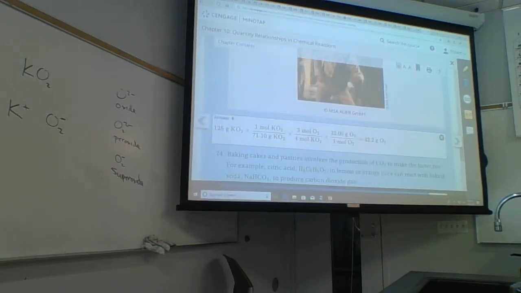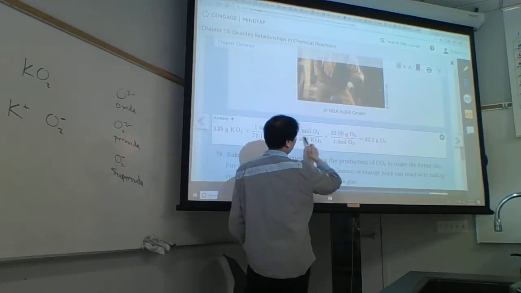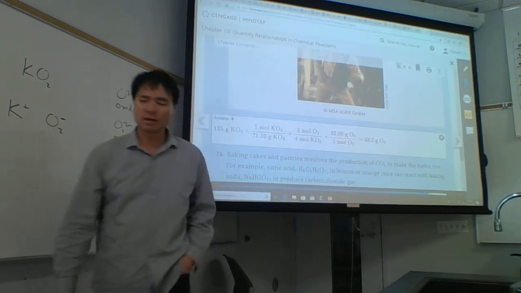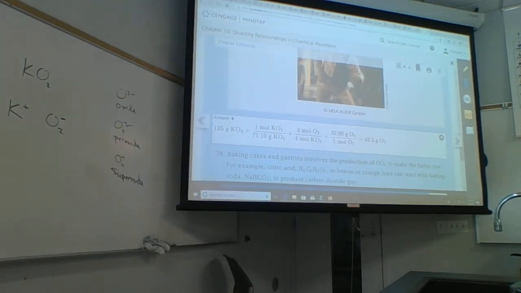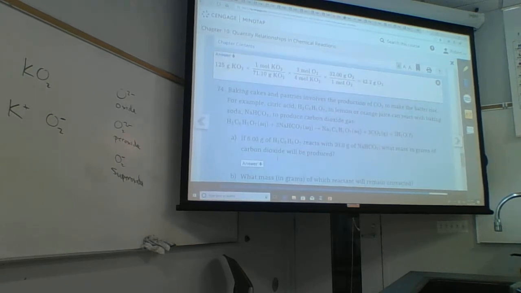And so it's the standard: grams of A to moles of A, moles of A to moles of B, moles of B to grams of B. We're done. Standard stoichiometry problem. Not a limiting reagent problem, because we have plenty of the others.